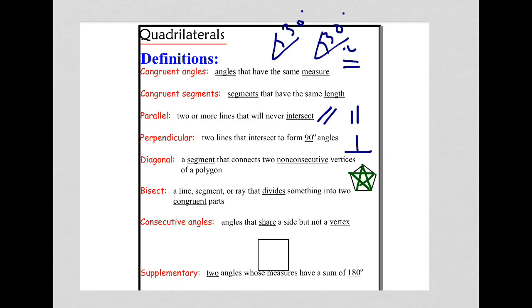Consecutive angles are angles that share a side but not a vertex. So if we're looking at this vertex and this vertex, they share this side here, but they don't share a vertex. So this angle is consecutive with this angle. And last we have supplementary, and that's two angles whose measures have a sum of 180. So when I add those two angle measures together, I get 180 degrees, and that is supplementary.